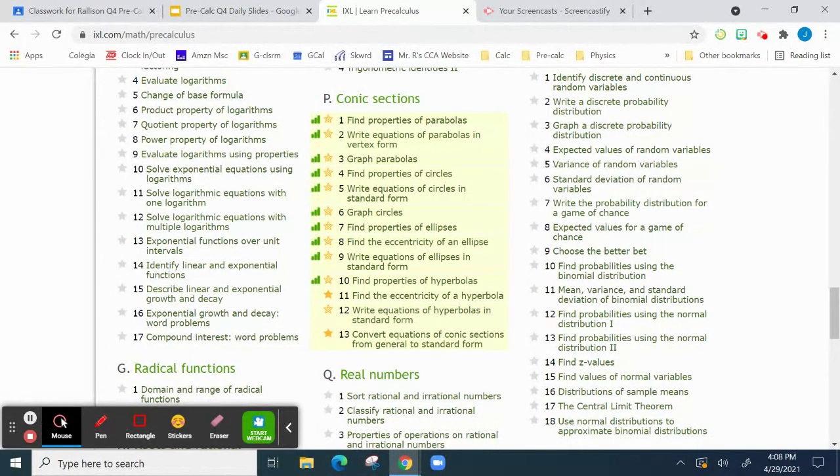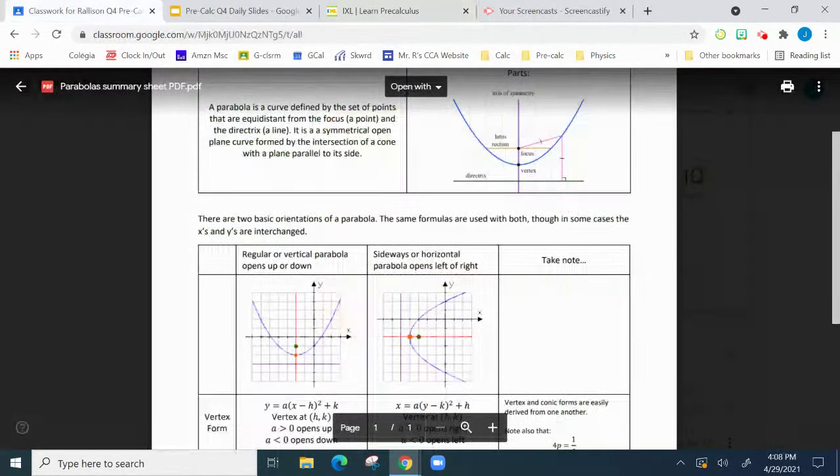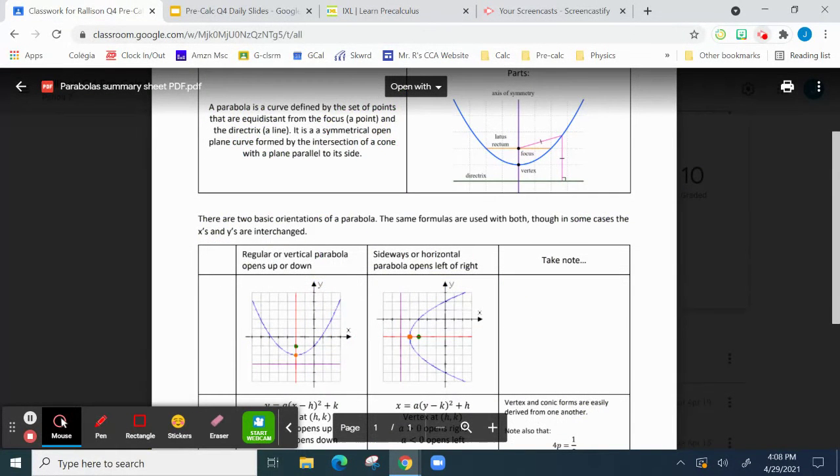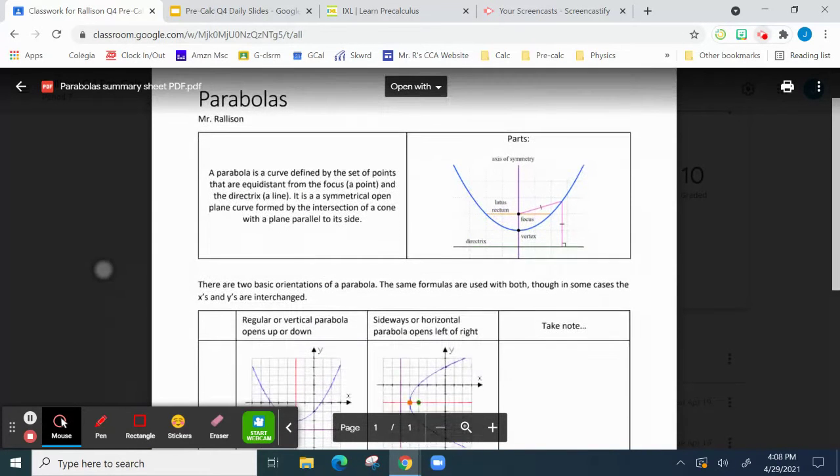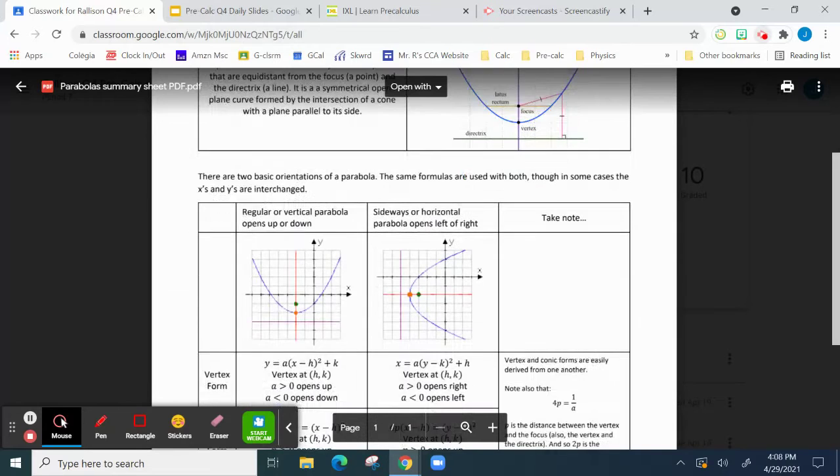There's a different video on the properties of circles if you're having trouble with that, which also includes completing the square. But here we're looking at parabolas. And if you don't have a copy of this or didn't print one out, make sure you get this, because this is a nice little sheet on parabolas.